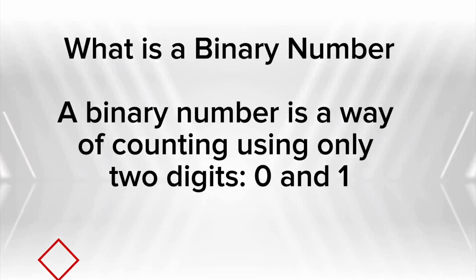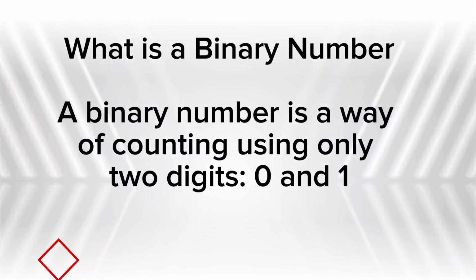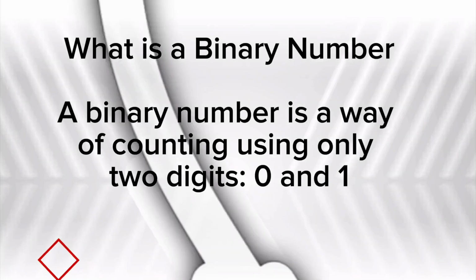What is a binary number? A binary number is a way of counting using only two digits, 0 and 1.